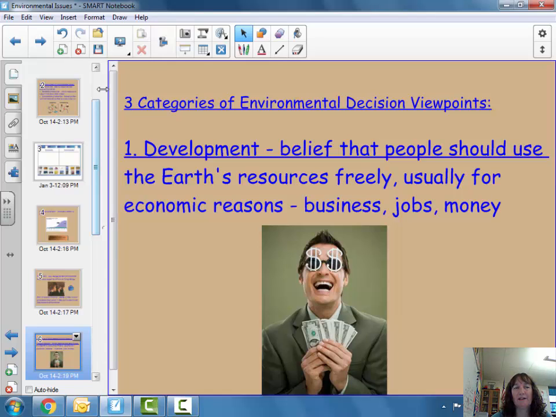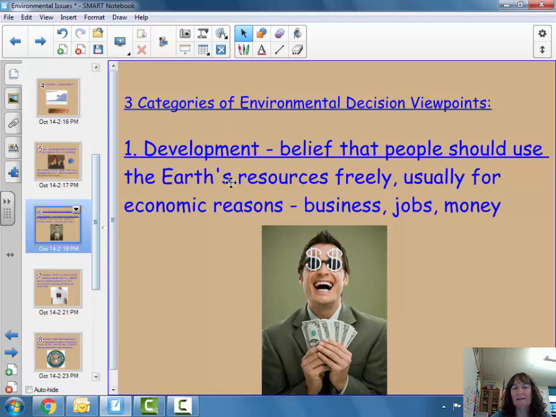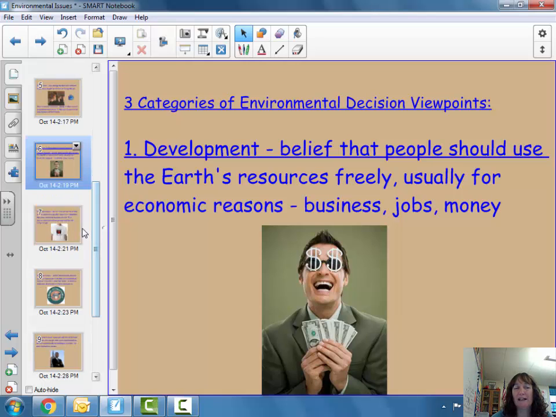So we have three categories of environmental decision viewpoints. The first one is the development viewpoint, and you can see this guy has dollar signs on his eyes. It's because the development viewpoint is the belief that people should just use the resources on the earth freely, usually to make money from, so economic reasons, so making new businesses, jobs, money, like real estate, making big bucks, using the earth however you want to and not worrying about what happens.